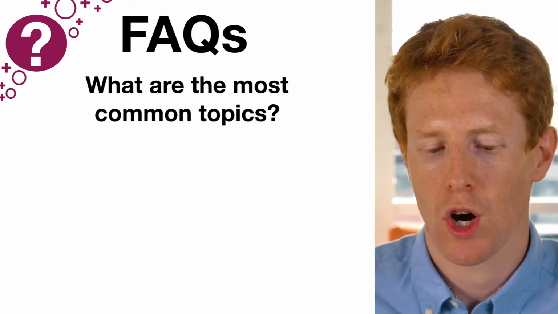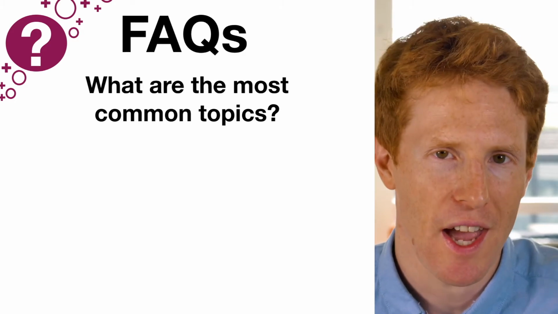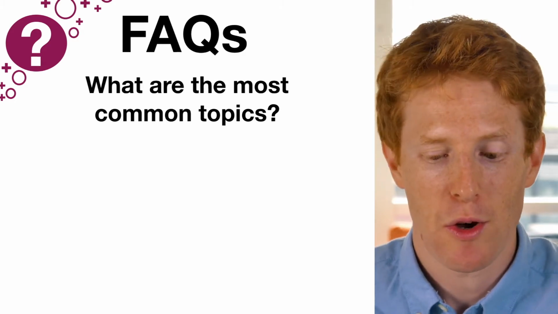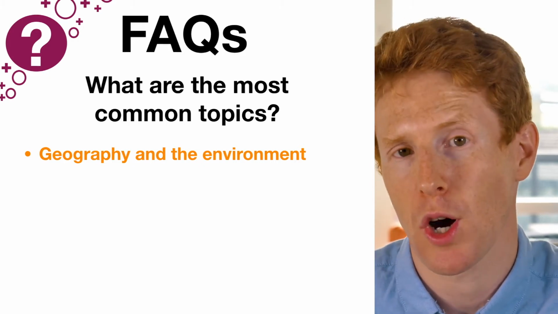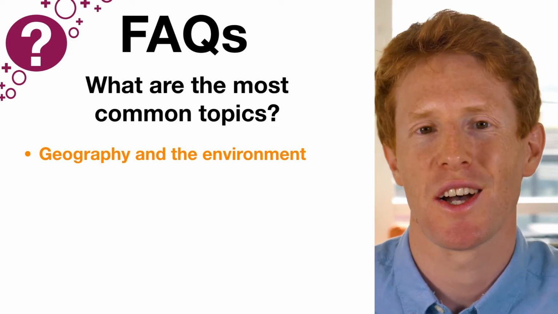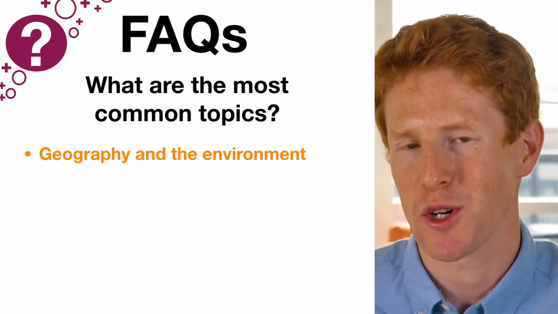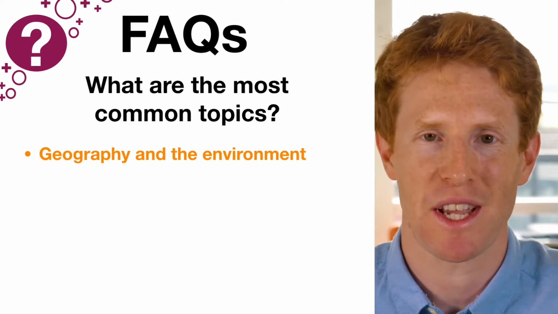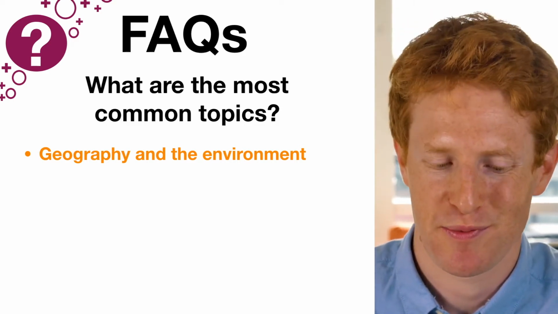What are the most common topics? Okay, there are certain topics that appear again and again in Task 2, and those are geography and the environment. So this is probably the most common topic to appear. As a result, it's a good idea to learn advanced vocabulary for describing geography and especially describing the environment. So you'll be able to do that in the vocabulary course.